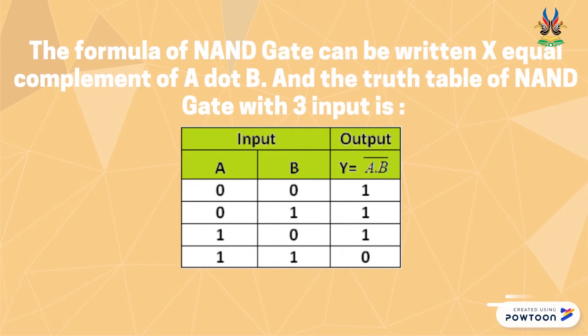X equals complement of A dot B. This is the truth table of the NAND gate with 3 inputs.